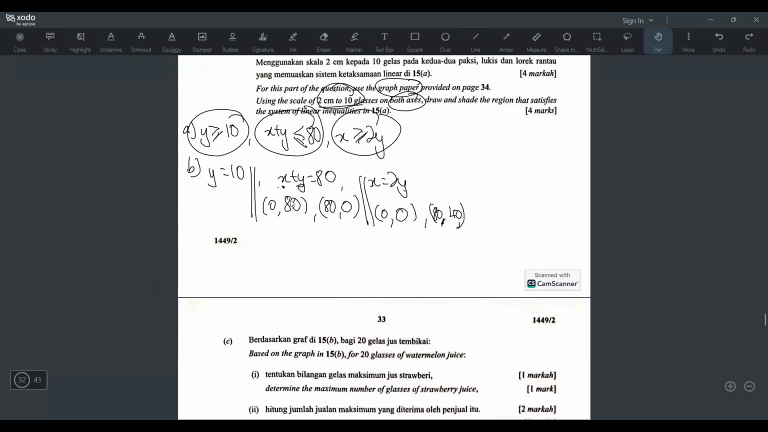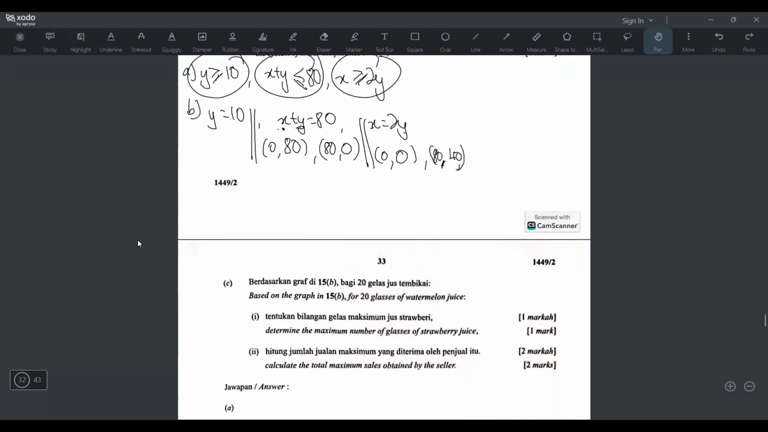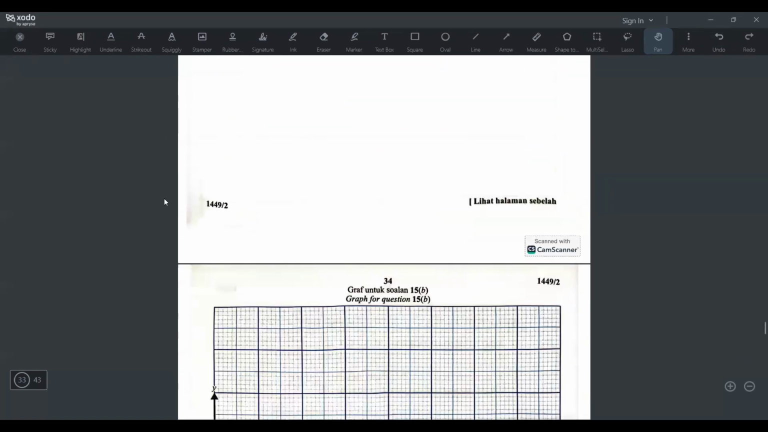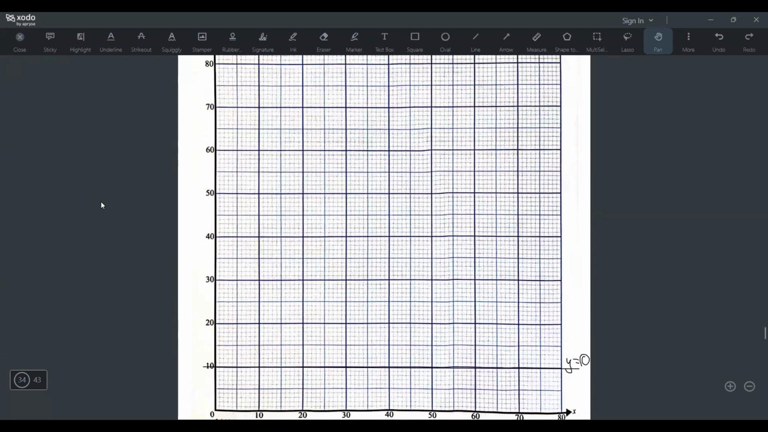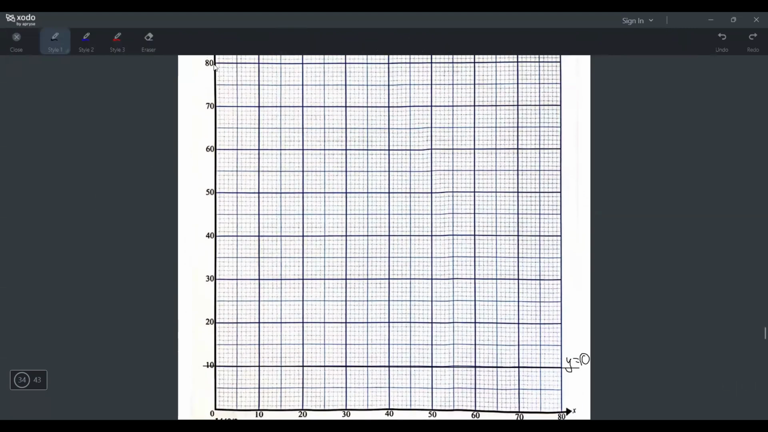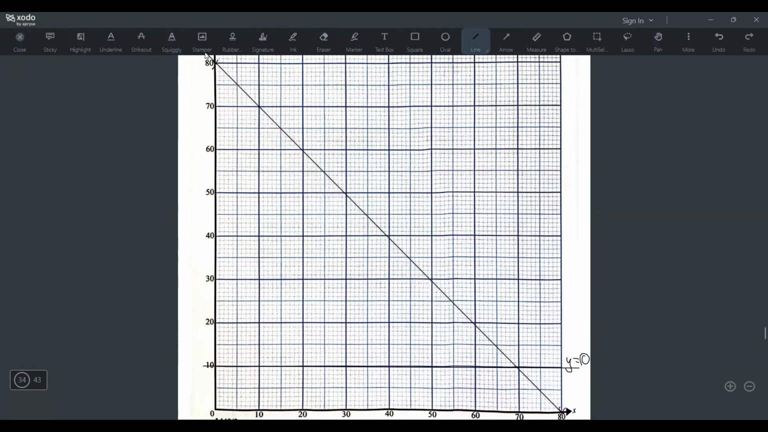Okay, so the next line is also a solid line, but it has to join (0, 80) and (80, 0). That's why you cari point tadi. Okay, (0, 80) and (80, 0). So (0, 80) is here, and then (80, 0) is here. And then you join them, and it's also a solid line. So it looks like this. Right? Okay, you need a baris panjang for this. So let me draw nicely. Okay, done. Solid line. And write the equation x plus y equals 80.